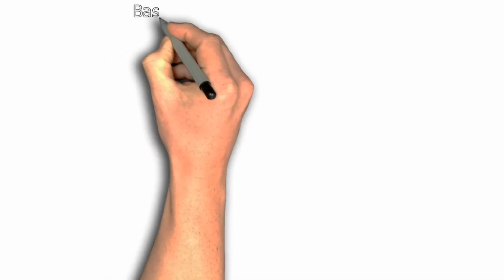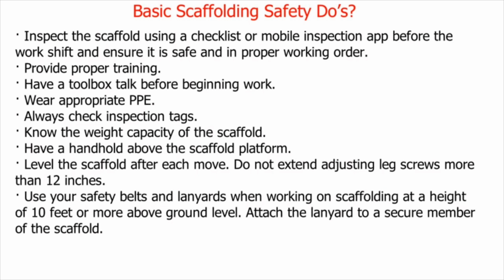Basic scaffolding safety do's. Inspect the scaffold using a checklist or mobile inspection app before the work shift and ensure it is safe and in proper working order. Provide proper training. Have a toolbox talk before beginning work. Wear appropriate PPE. Always check inspection tags.